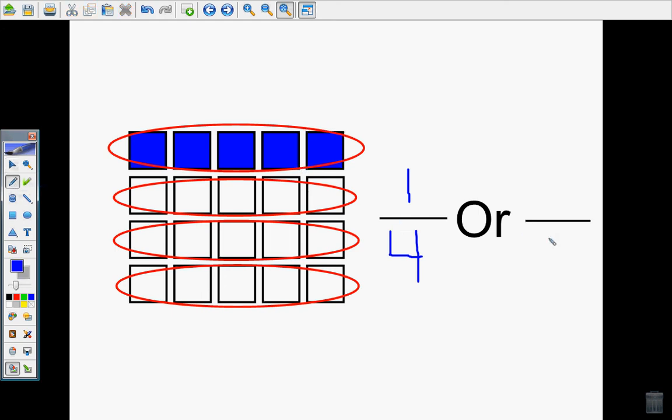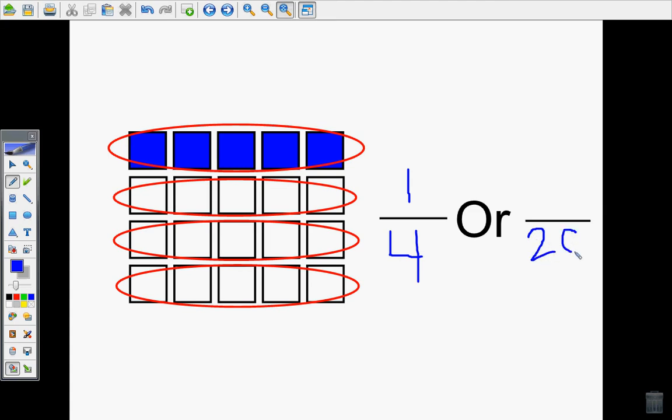Remember, my denominator, my bottom number, is the total pieces. I can see that there's 1, 2, 3, 4, 5, 6, 7, 8, 9, 10, 11, 12, 13, 14, 15, 16, 17, 18, 19, 20. There's a total of 20 pieces.